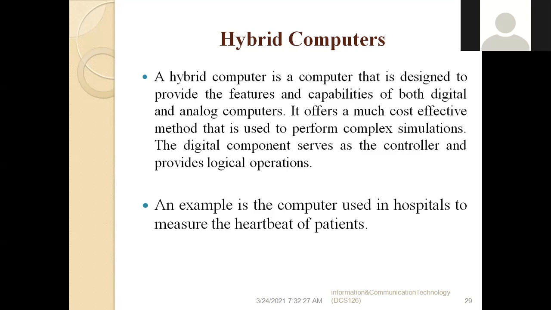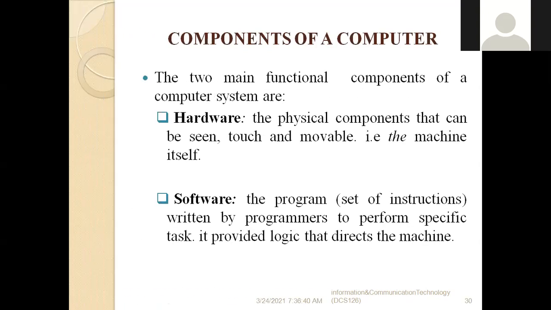Now, I would like you to think, how does it work? Remember, a hybrid computer takes the advantage, the features and capabilities of a digital computer and that of an analog computer, and combines the two. So that's a very wonderful computer system that you can have. And you know, the heart of human beings is a very complex organ. So it can only take a hybrid kind of computer to be able to measure the heartbeat of patients in the hospital.